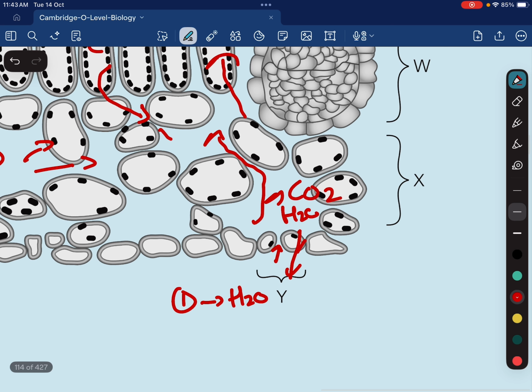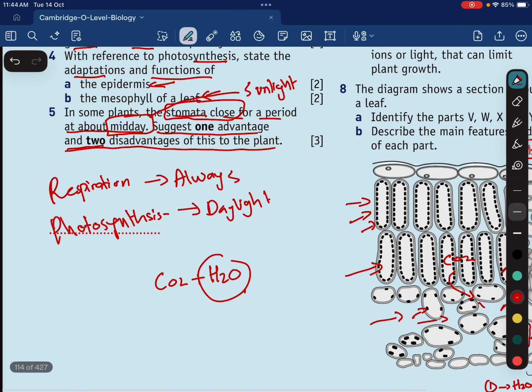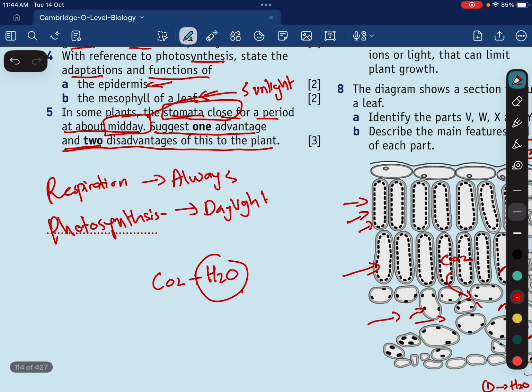So if these water vapors were evaporated from the cell, the leaf cell would be deficient in water, which is a bad thing, which is harmful for the plant. However, if the stomata are closed, these water vapors do not evaporate from the opening, leading to the water staying inside the leaf. So that's an advantage. However, there are two disadvantages to the cell.